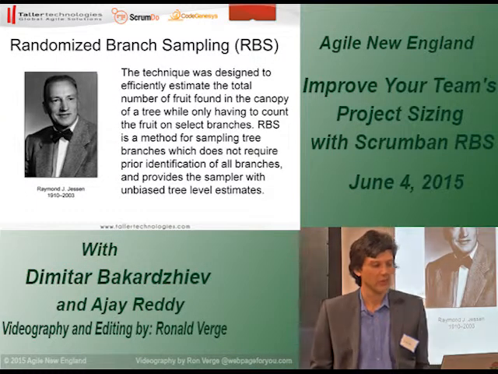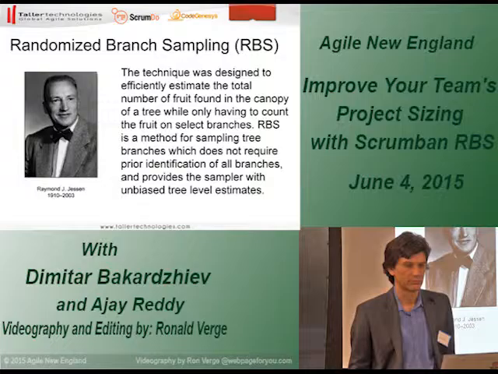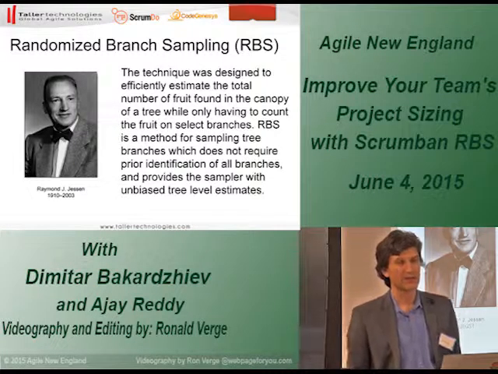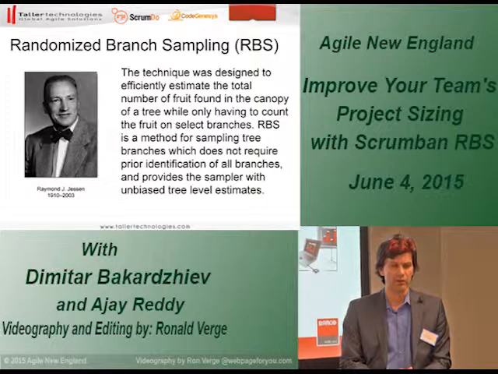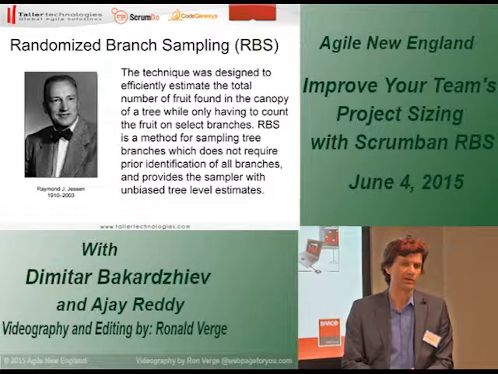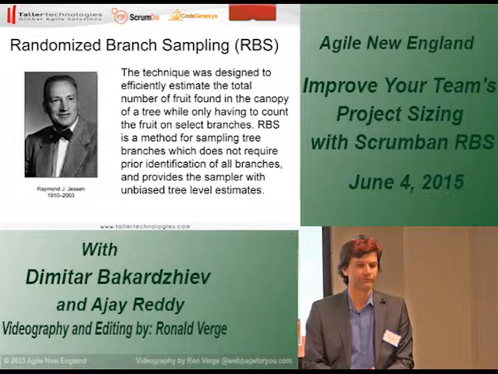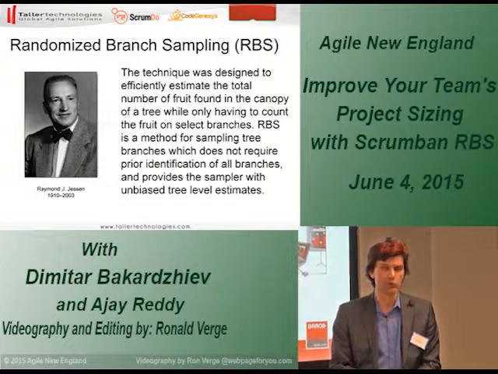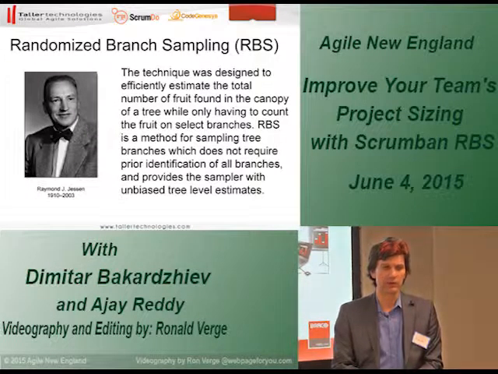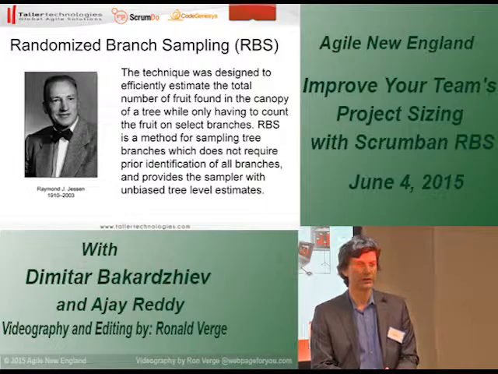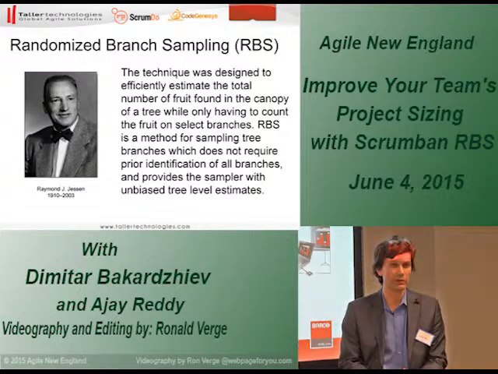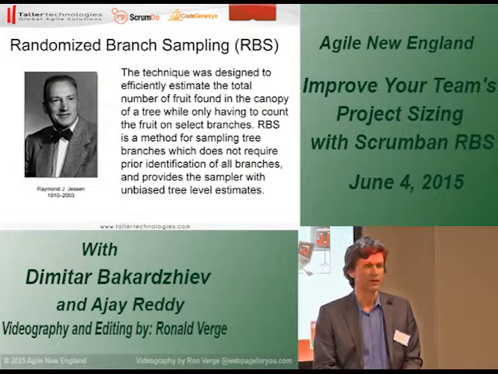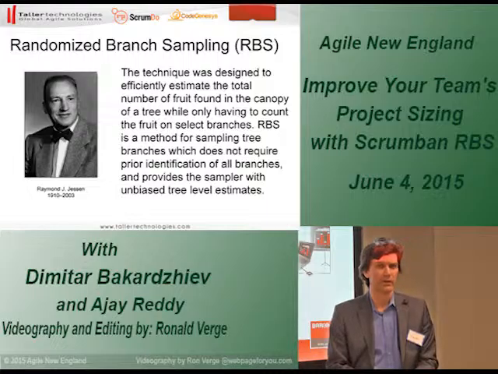It is called randomized branch sampling. Mathematically, it's a multi-stage method that uses an estimator called the Horvitz-Thompson estimator, which is supposed to estimate the total number of fruit in the canopy of a tree without counting each and every fruit.